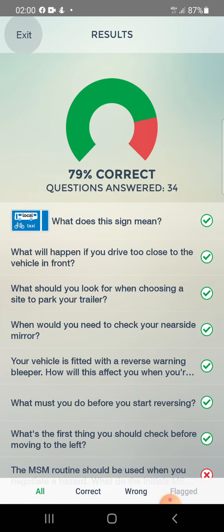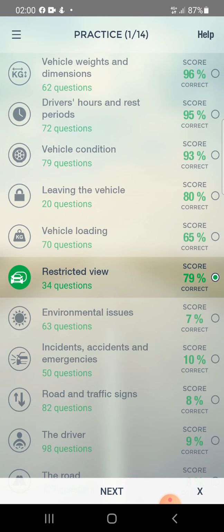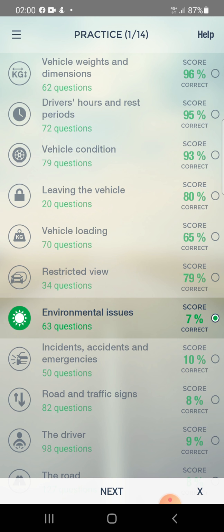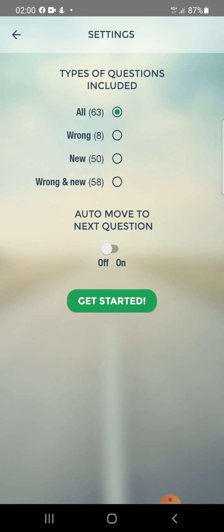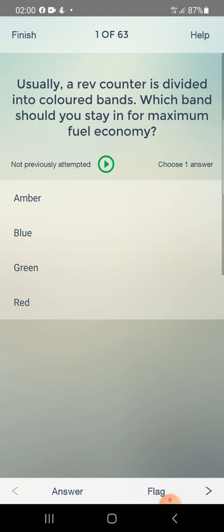Okay, so that's done. Next one. Environmental issues. 63 questions. Okay, let's start. Usually our rev counter is divided into colored bands. Which band should you stay in for maximum fuel economy?